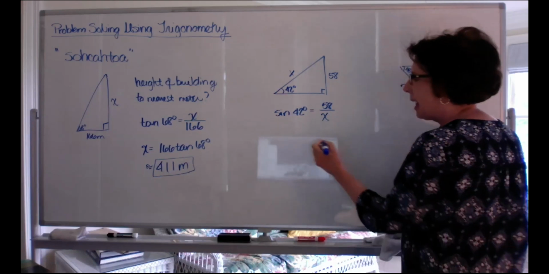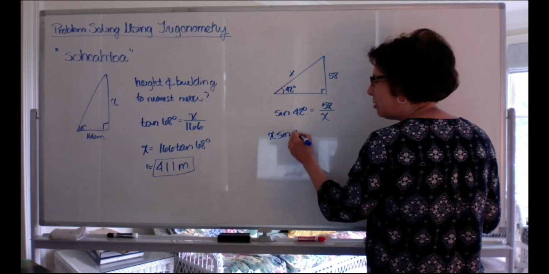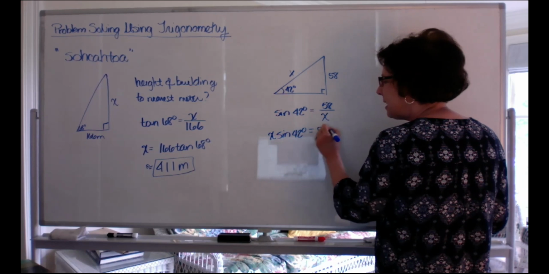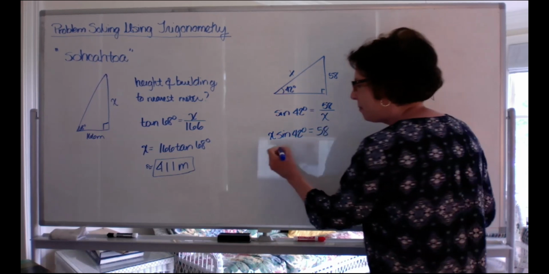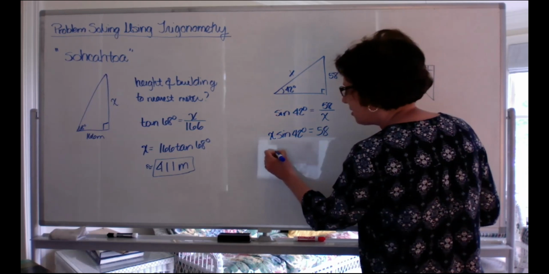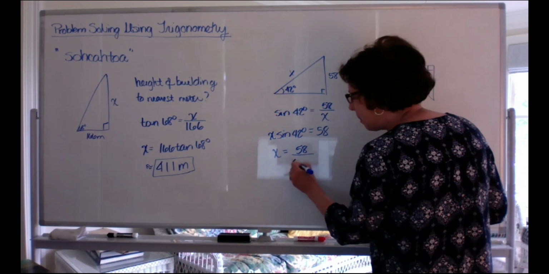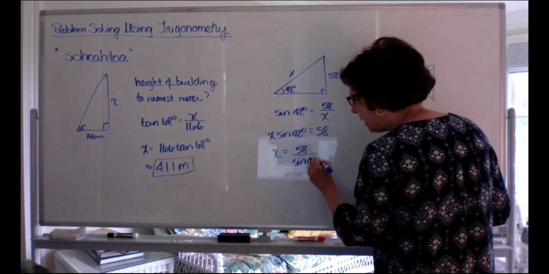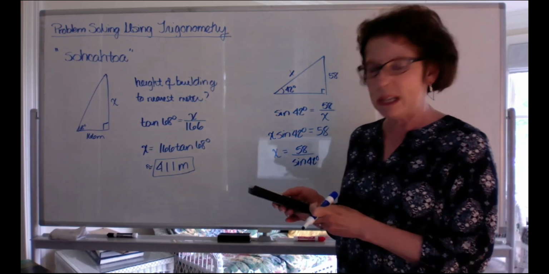So to do that, I'm going to end up with x times the sine of 42 degrees equals 58. Okay, I'm almost there. So what does x equal? Sorry, I'm in the reflection zone. X is going to equal 58 divided by the sine of 42 degrees.